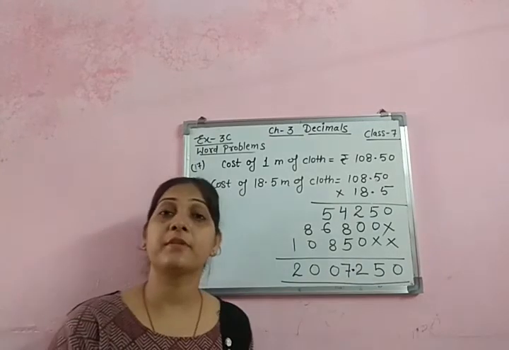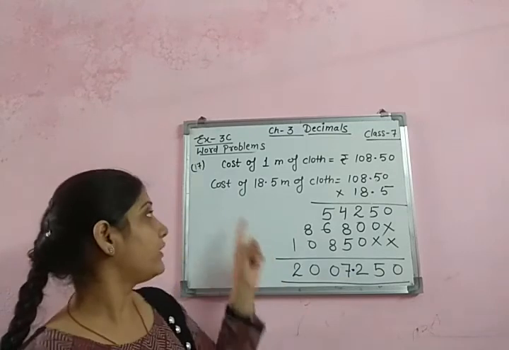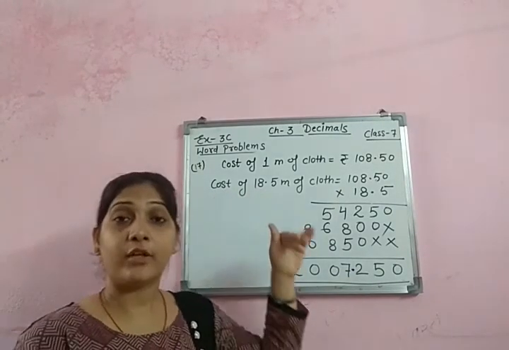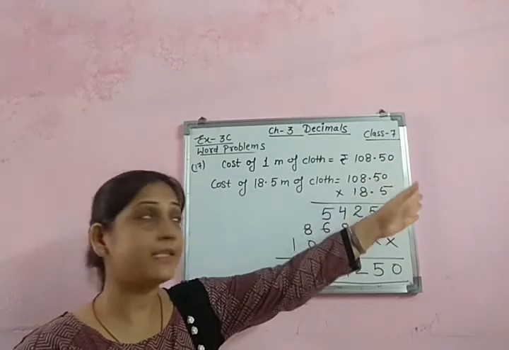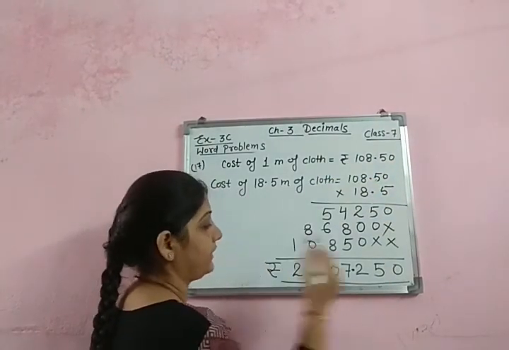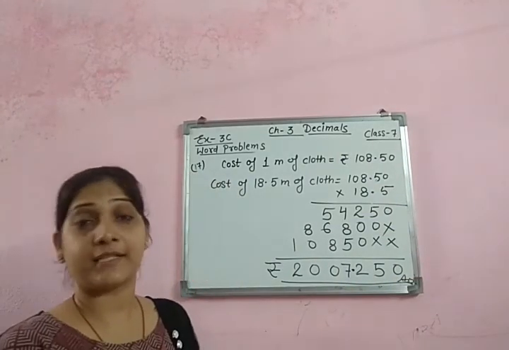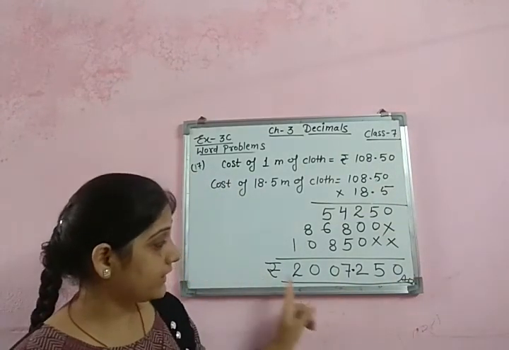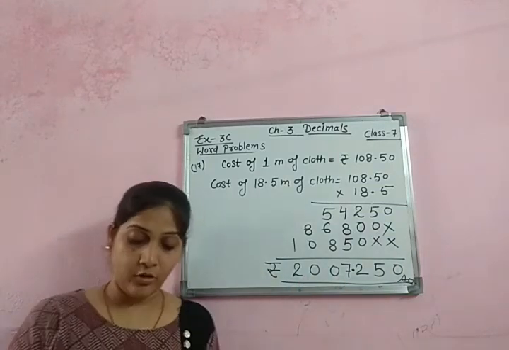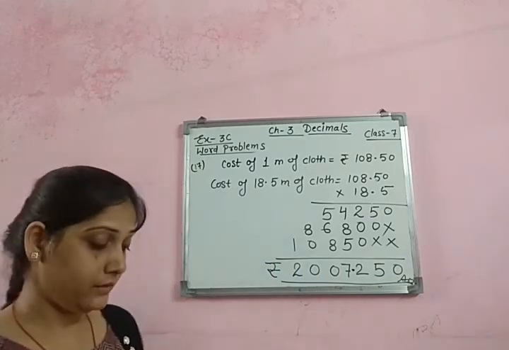Now after putting the point, what is the next step? To write the unit. And what is the unit? Cost. We are finding cost. And whatever we find, we have to write on the right hand side. Rupees. So this answer will be in rupees. Please remember to write the unit. Don't write your answer without unit. So the cost is 2007.250. Okay.